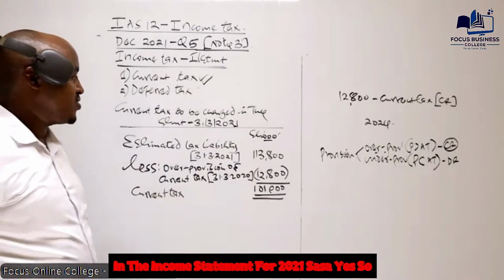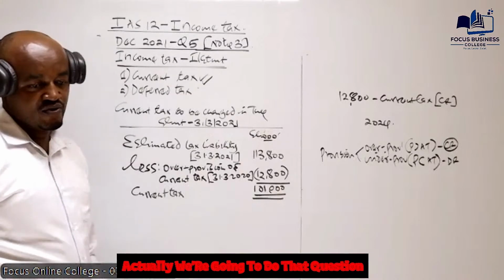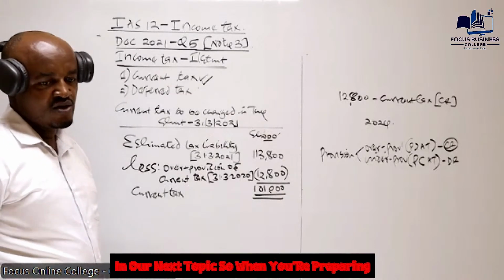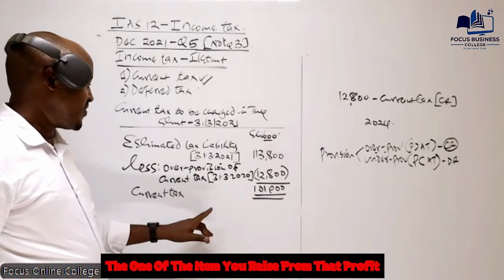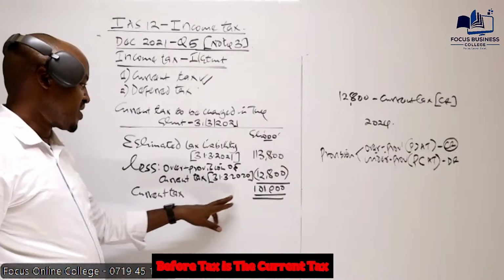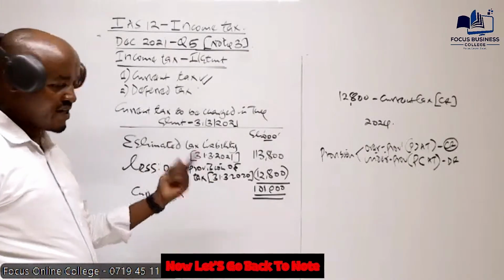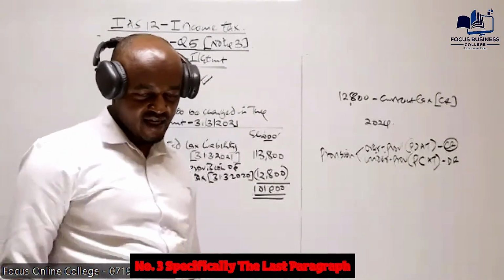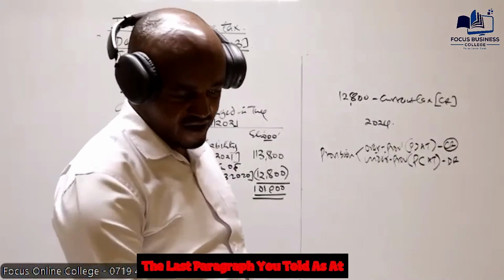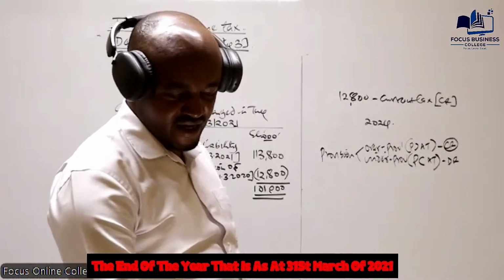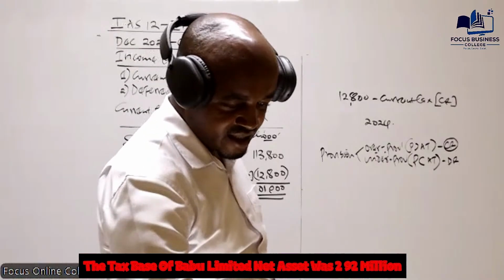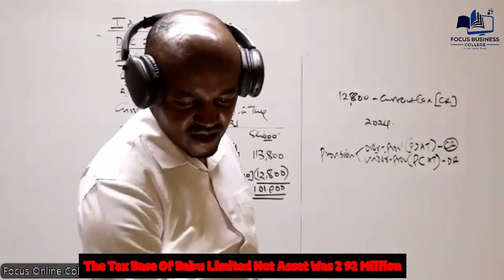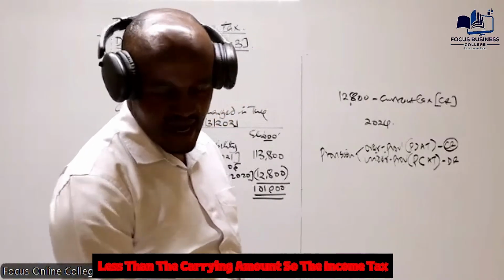Actually, we are going to do that question in our next topic. So when preparing the income statement, once you get the profit before tax, one of the items you raise from that profit before tax is the current tax. Now let's go back to note number 3, specifically the last paragraph. It told us that as at the end of the year, that is at the 31st March 2021, the tax base of Babu Limited's net assets was 292 million less than the carrying amount.